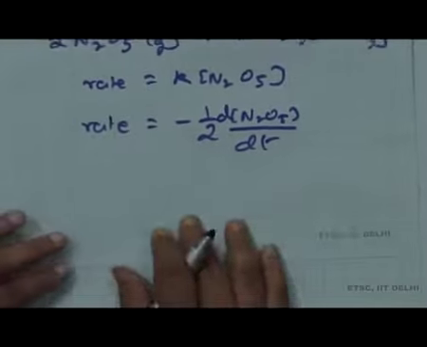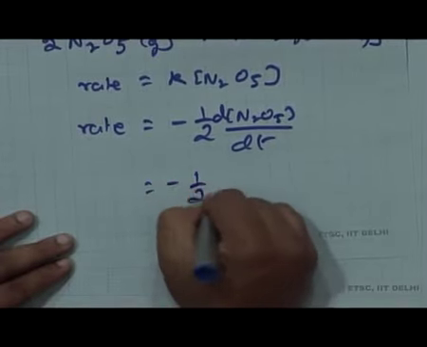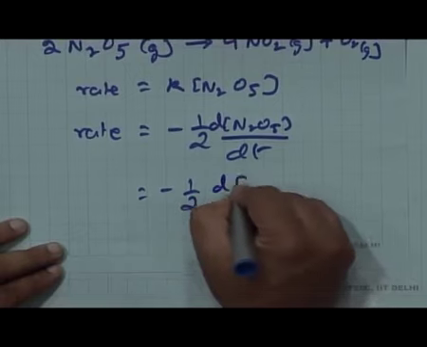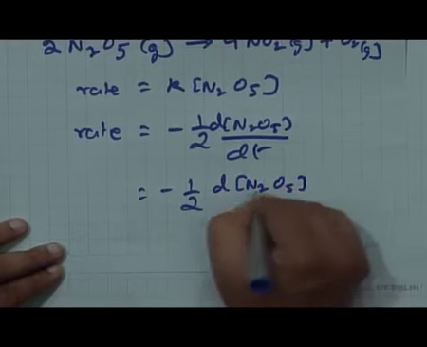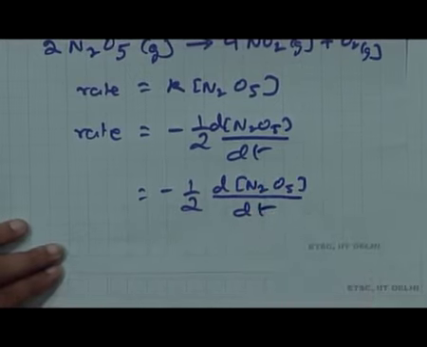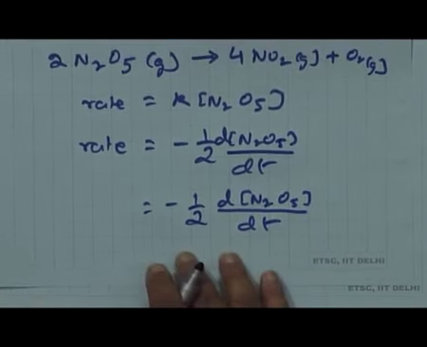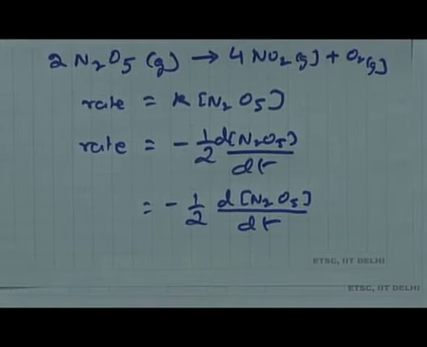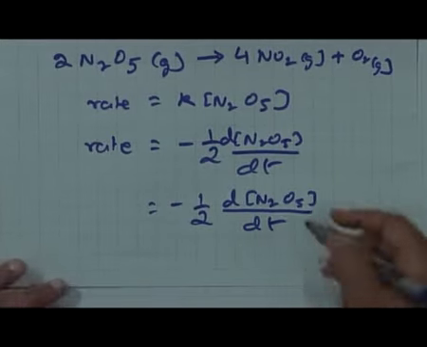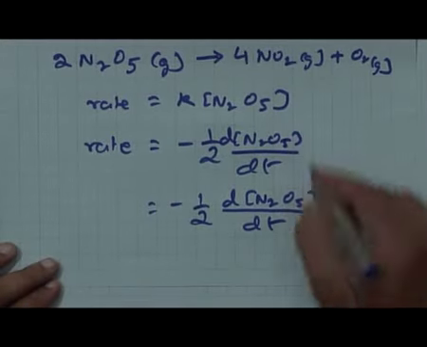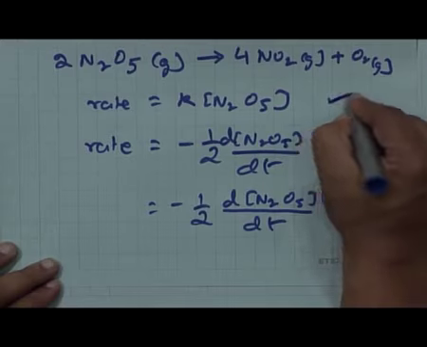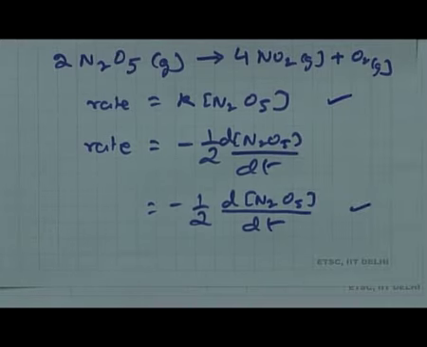Let me write again, it is equal to minus half, d N2O5 over d of t. Okay. So, this is my expression for the rate in terms of the disappearance of N2O5. Now, if I try to get the integrated rate equation for this, this is what I will do: I will equate this one and this one, as we did before.